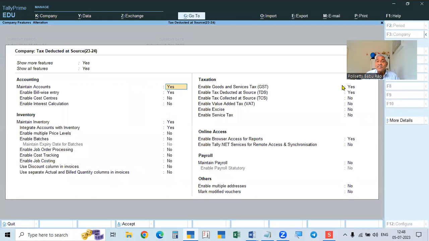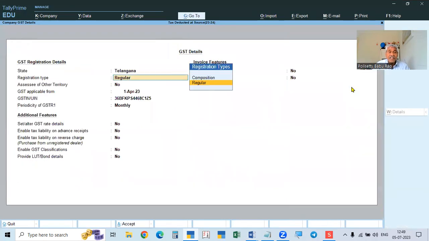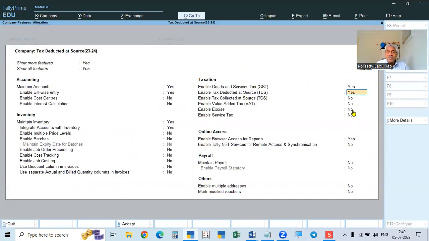In the F11 features, we are dealing with goods and everything, and this is only a service transaction. So maintain accounts, bill-wise entry, everything yes. Inventory, integrate accounts, everything yes. Then go to GST, because we are dealing with goods also, and for services also there is GST. So GST is to be enabled. Enable this, give the GST number. Ours is individual. Doing all these things, the company is created.